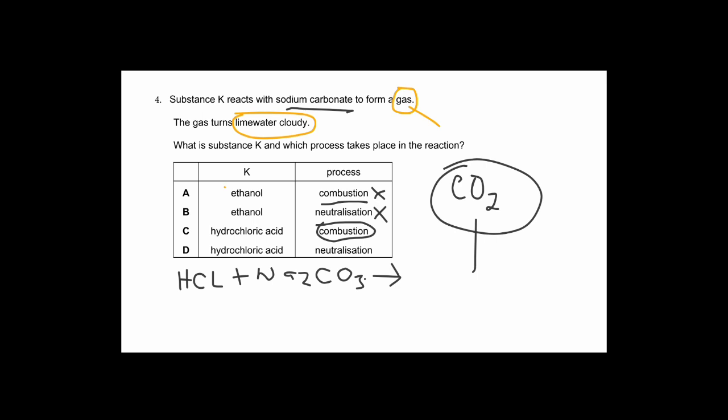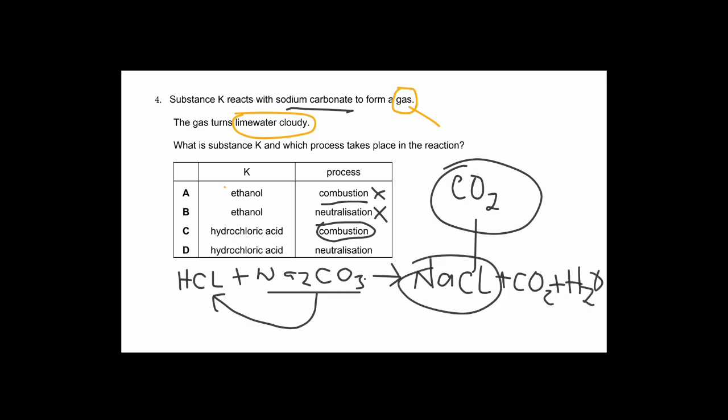This process where this carbonate reacts with an acid is known as a neutralization reaction, because the sodium carbonate will neutralize an acid to form a neutral salt or a normal salt known as sodium chloride plus carbon dioxide plus water. This reaction is known as neutralization reaction, so the answer cannot be C. D, hydrochloric acid, and the process is known as neutralization reaction. This is correct. So our possible answer is D. We continue.